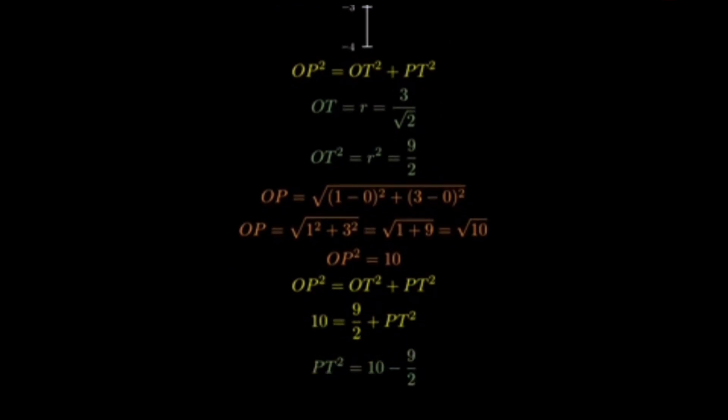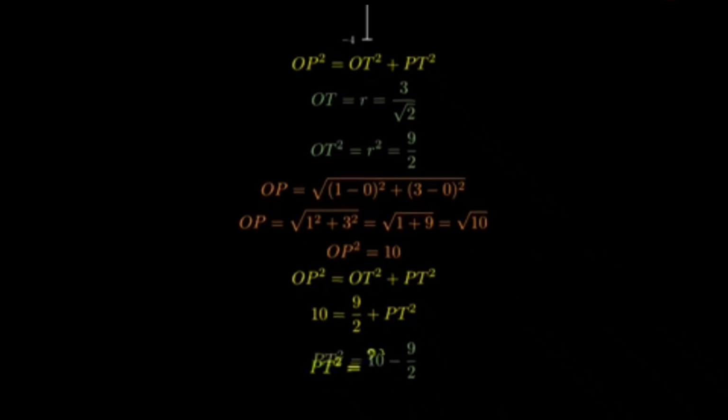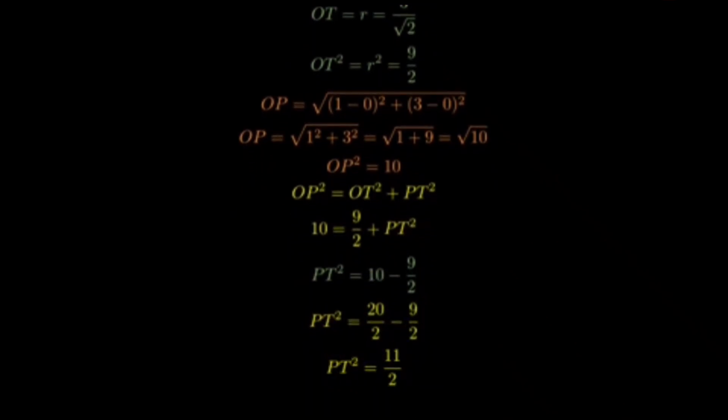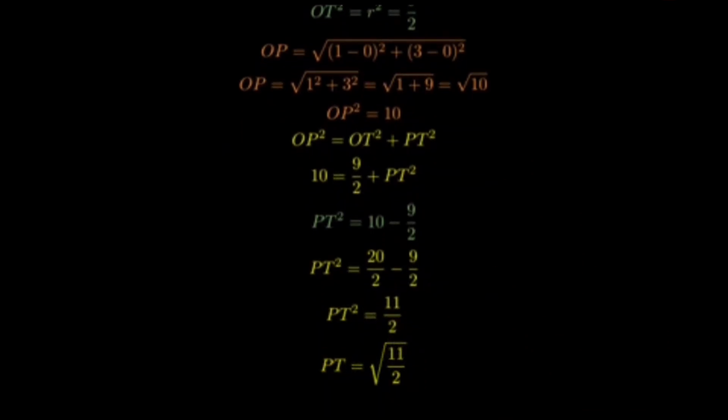We want to find PT, the length of the tangent. Rearranging the equation, we get PT squared equals 10 minus 9 halves. To subtract, we find a common denominator. 10 is 20 halves. So PT squared equals 20 halves minus 9 halves, which is 11 halves. Finally, we take the square root of both sides to find the length PT. PT equals the square root of 11 halves.